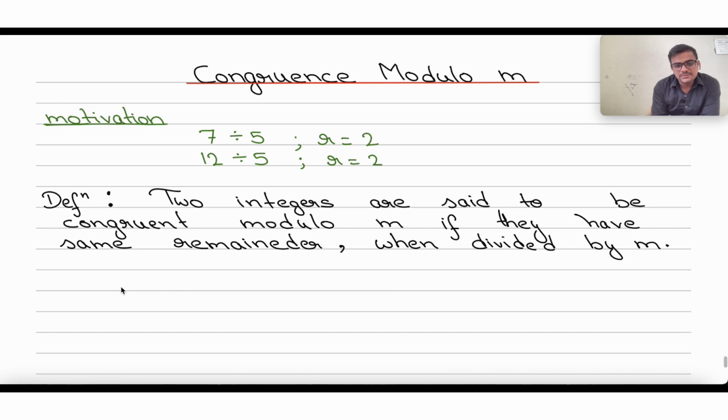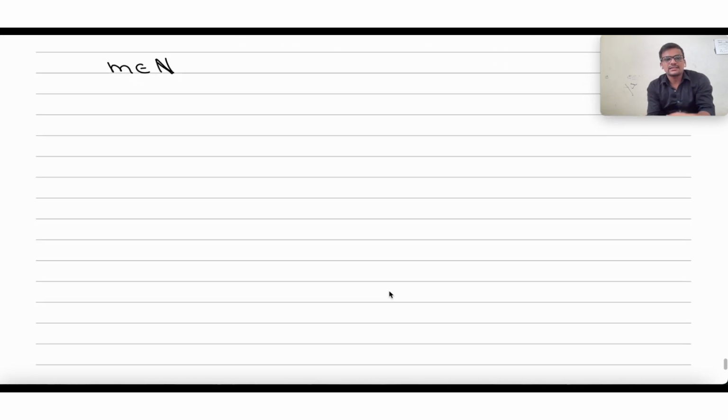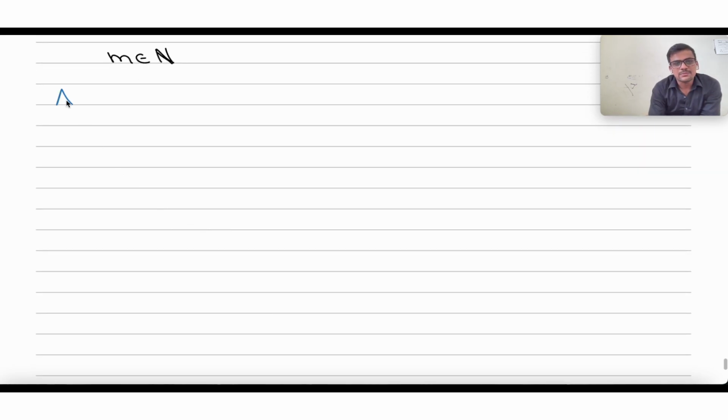There are some restrictions on M, that is, M belongs to the natural numbers. Is this fine? Okay. So this is one of the definitions of congruent modulo M. Now I will give one activity. This activity will help you to understand this concept very clearly.